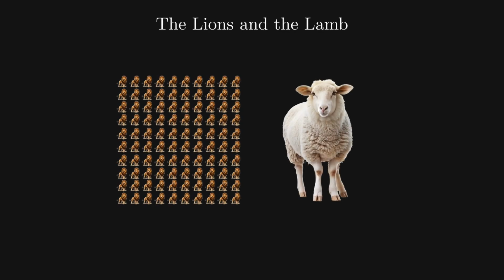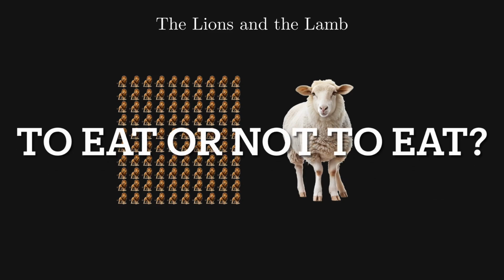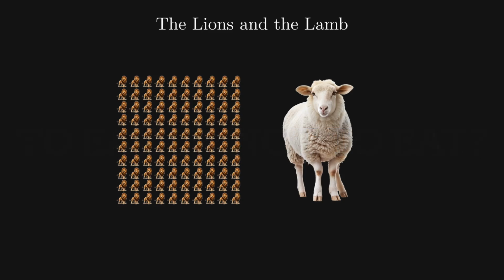There are 100 lions and 1 lamb in the field. The lions are hungry, but they are not just any lions. They are perfectly logical predators. They'll only eat a lamb if it's in their best interest, and they know exactly how the other lions will react. If a lion eats a lamb, it turns into a lamb. So each lion must think carefully. Should I eat the lamb? Or will eating it make me the next meal? The question is, will the lamb survive?